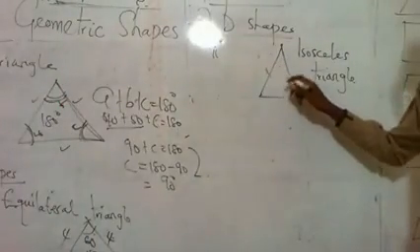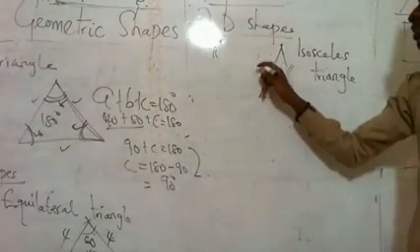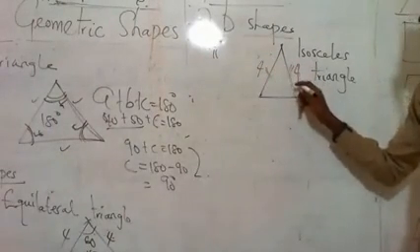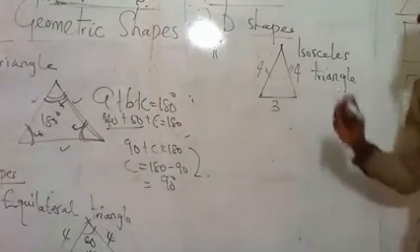Two of the lines are equal. It means if this place is 4, this place will be 4, but this place will not be 4. This will be different. That's number one.